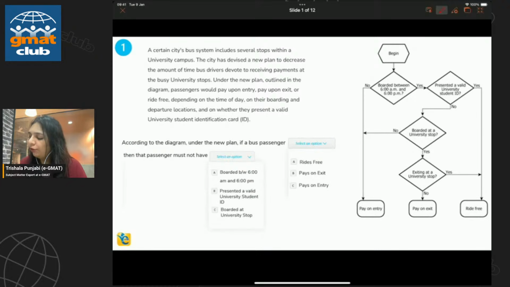I usually like to read the text first, and while I'm reading the text, I like to look at the entire diagram flowchart. So let us look at what's happening here. A certain city's bus system includes several stops within a university's campus. So there's a particular bus system, and it has multiple stops. The city has devised a new plan to decrease the amount of time bus drivers devote to receiving payments at the busy university stops. So we're talking about some sort of a new plan. Under the new plan, outlined in the diagram, passengers would pay upon entry, pay upon exit, or ride free.